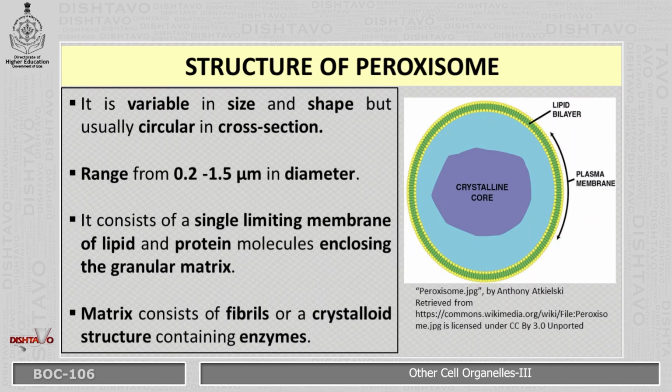Let us see the structure of peroxisome. On the right hand side, you can see the structure of peroxisome, which shows the lipid bilayer, the plasma membrane, and the core is the crystalline core. Let us see in detail. It is variable in size and shape, but usually circular in cross section. Range from 0.2 to 1.5 micrometer in diameter. It consists of a single limiting membrane of lipid and protein molecules enclosing the granular matrix. Matrix consists of fibrils or a crystalloid structure containing enzymes.